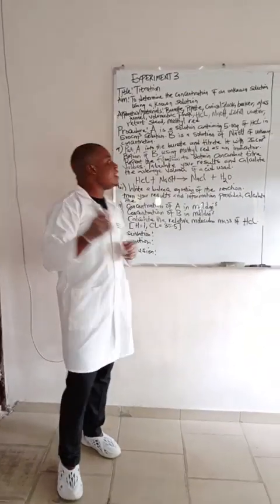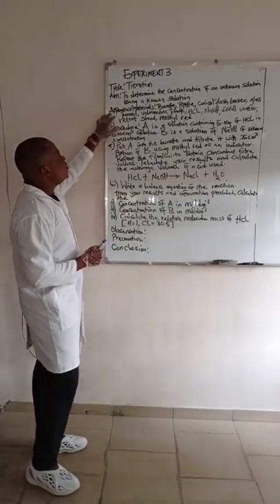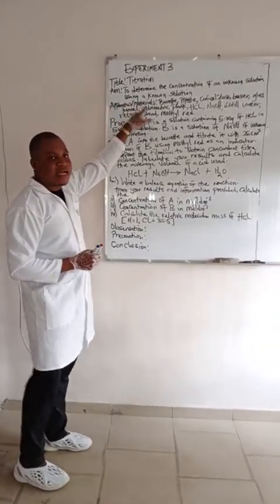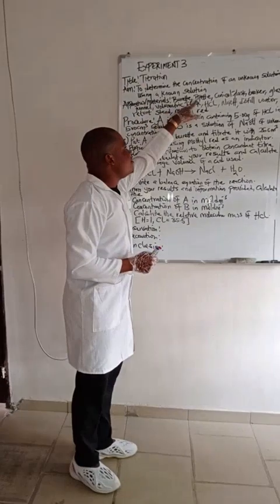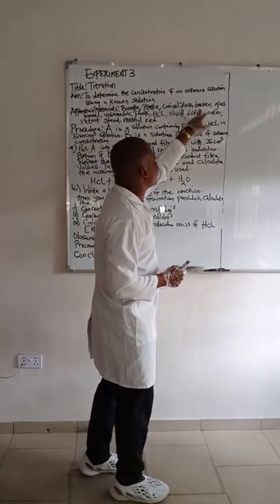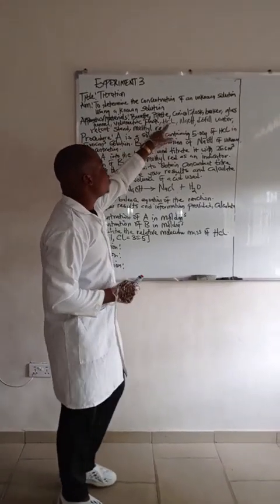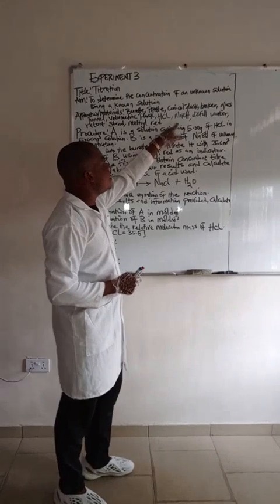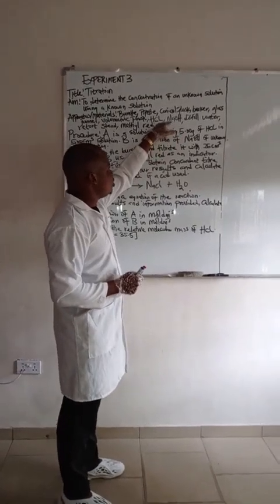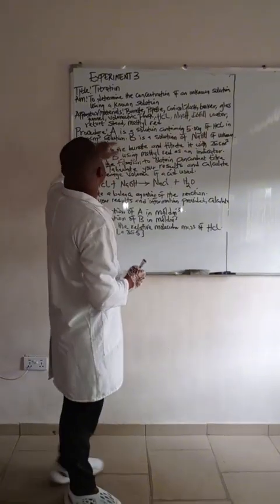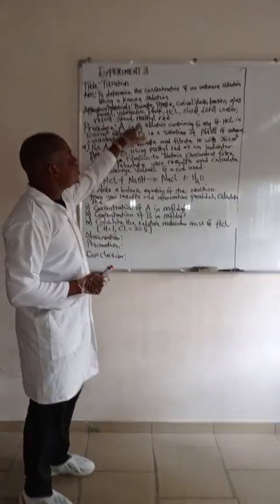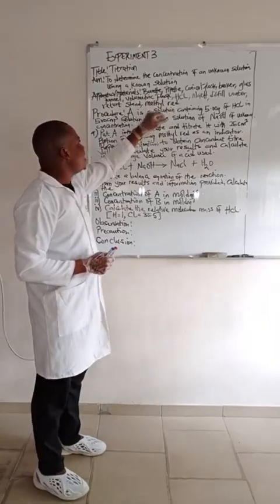In fact, in WAEC, it is the number 1 question every year. Now let's go further. From the board, we have the apparatus and materials. We have burette, pipette, conical flasks, beakers, glass funnel, volumetric flasks, hydrochloric acid, HCl, sodium hydroxide, NaOH, distilled water, the retort stand, and the indicator, called the titrant.